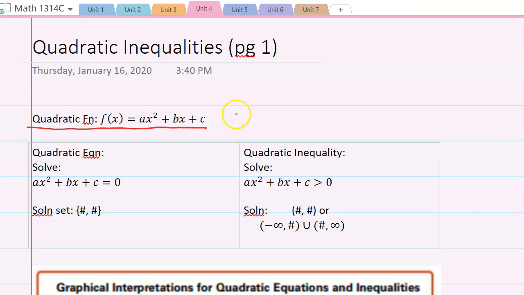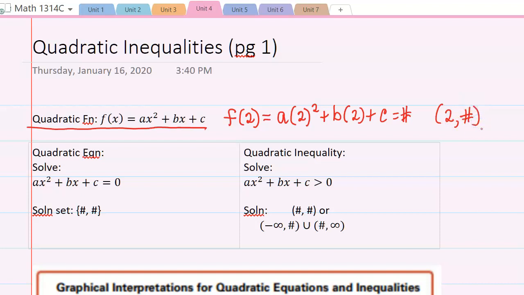For example, we can find f of 2 by letting x equal 2 and substituting it into the quadratic function, so that f of 2 is equal to a times 2 squared, plus b times 2, plus c, which would give us some y value, and the point would be (2, some y value). This point will be on the parabola, which is the graph of the function.